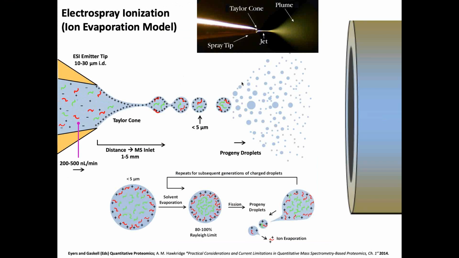But then evaporation starts happening on that droplet again, then all of a sudden fission occurs, and so it's this progressive process towards the entrance of the mass spec, where eventually the analytes that are at the surface of that droplet escape. They have enough energy to escape the droplet, take charge with them, and then basically get into the mass spec for mass analysis.